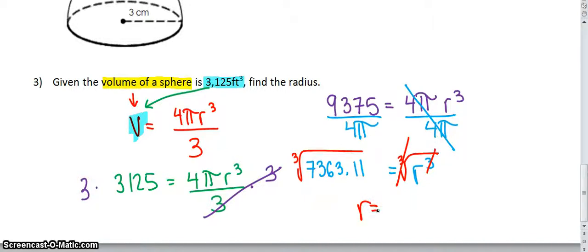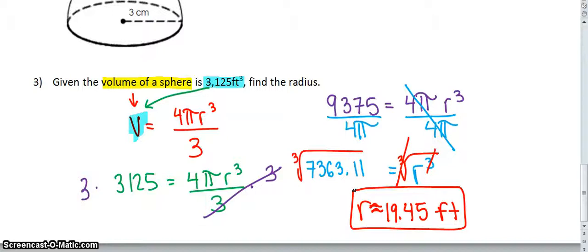Depending on what kind of calculator you have, you might have to go to the math button if you have a graphing calculator. I can show you in class if you're not sure where it is, but you'll take the cube root of 7,363.11. And then I get that the radius is 19.45, rounded of course, so maybe I should write approximately, and our units would be feet.